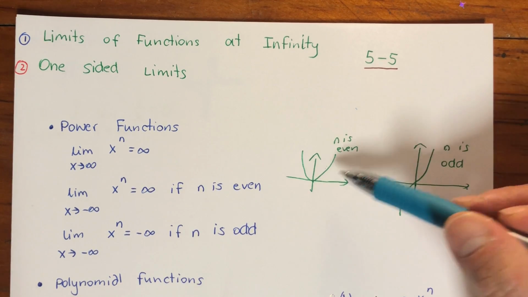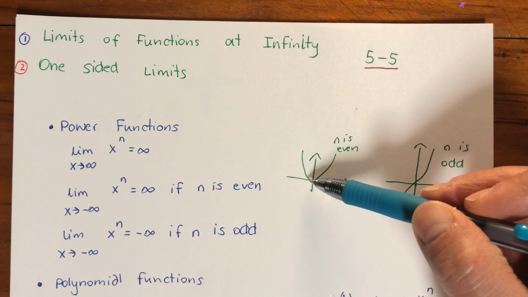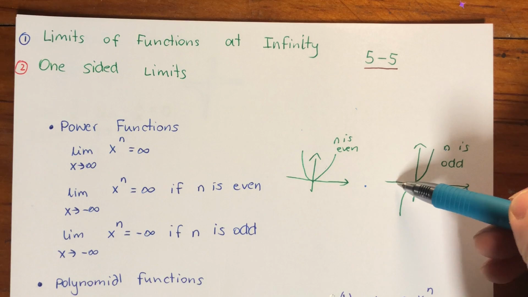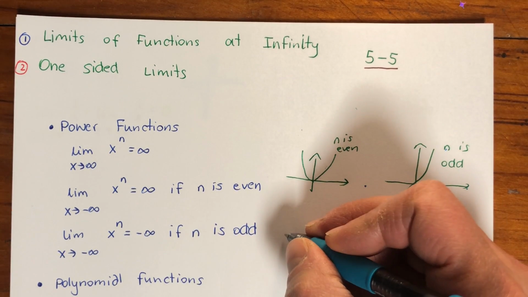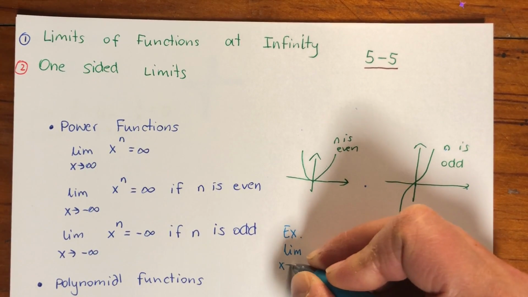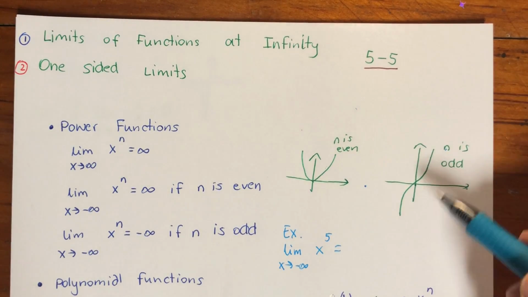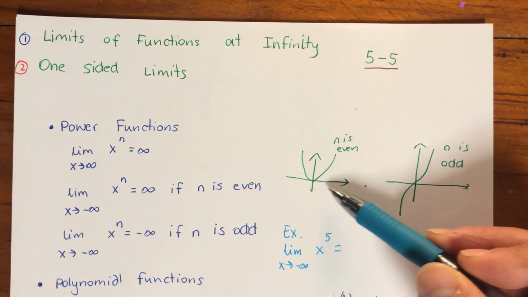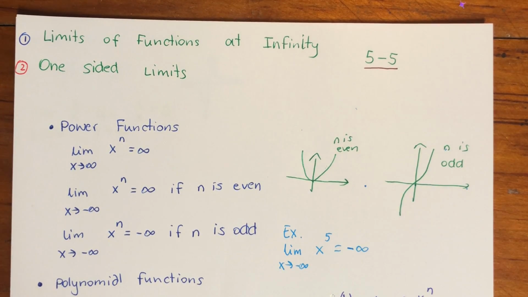This is going to change as x goes to negative infinity. If the n is even, the function is going to go to positive infinity. If the n is odd, the function is going to go to negative infinity. So here's an example. If I want to find the limit as x goes to negative infinity of x to the power of 5, what would that be equivalent to? Well, this is an odd number, and I want x to approach negative infinity, so I know that this is going to be equivalent to negative infinity.